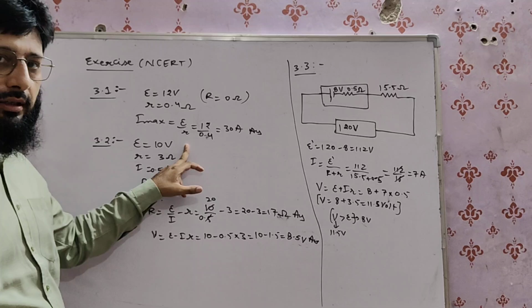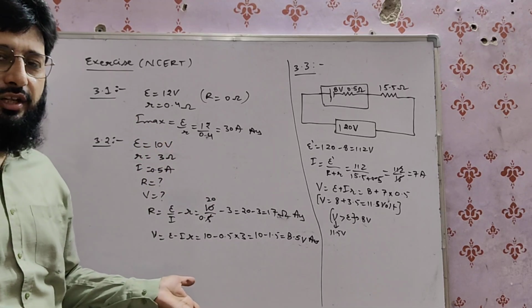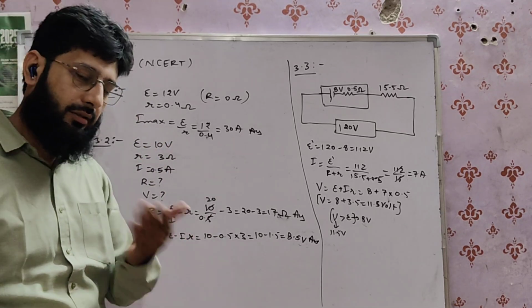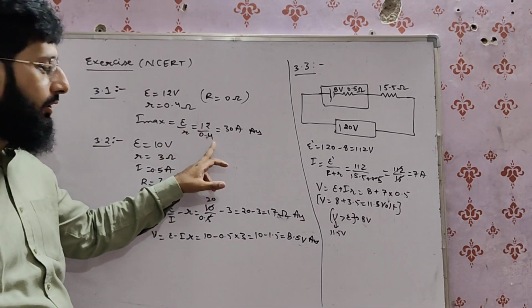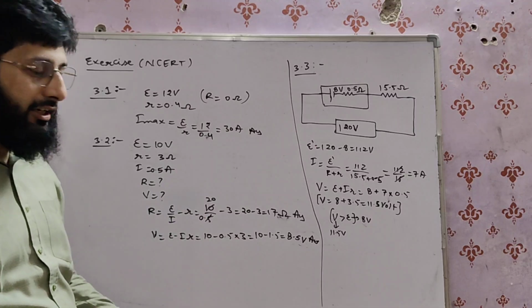E upon R. How can you reach this statement or the result? E upon R, watch my previous videos. E equal to 12, R equal to 0.4, and the answer will be 30 amp.